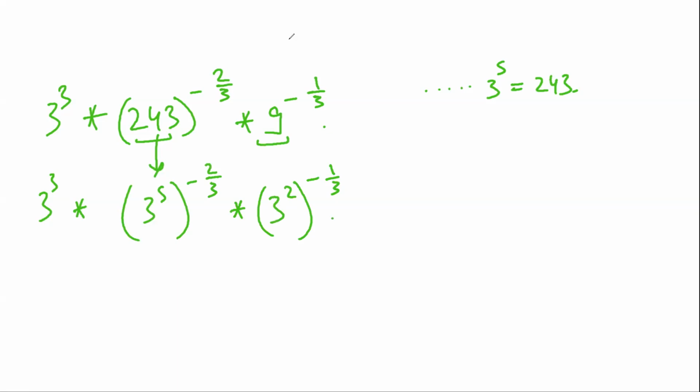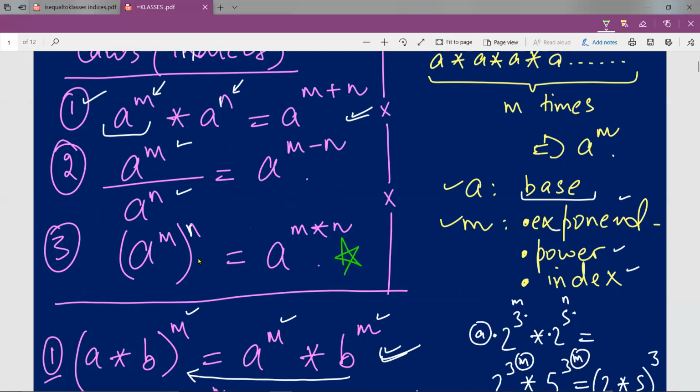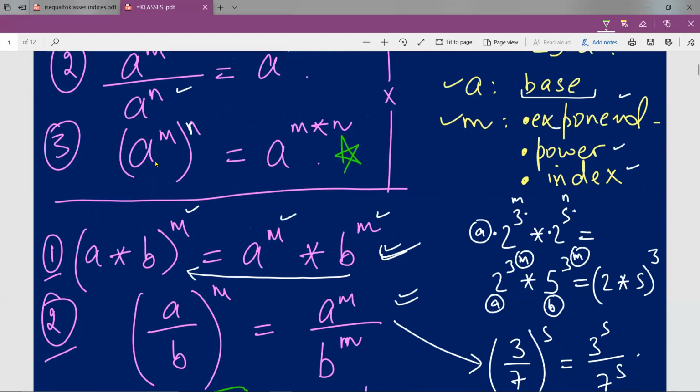Now, if you look at the third law that we had studied last time, I'll just show you the third law and you'll understand our approach to this question. Look at this law: a raised to power m, outside there is n, this is equal to a raised to m into n. This m and n get multiplied. So this rule will be applying here.